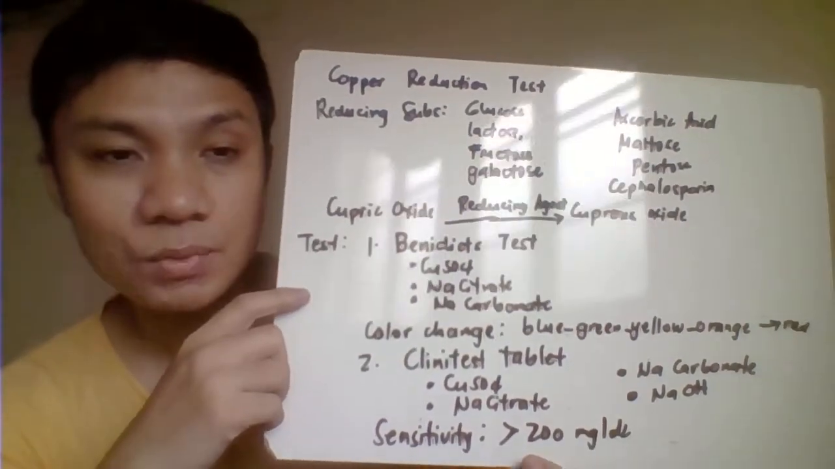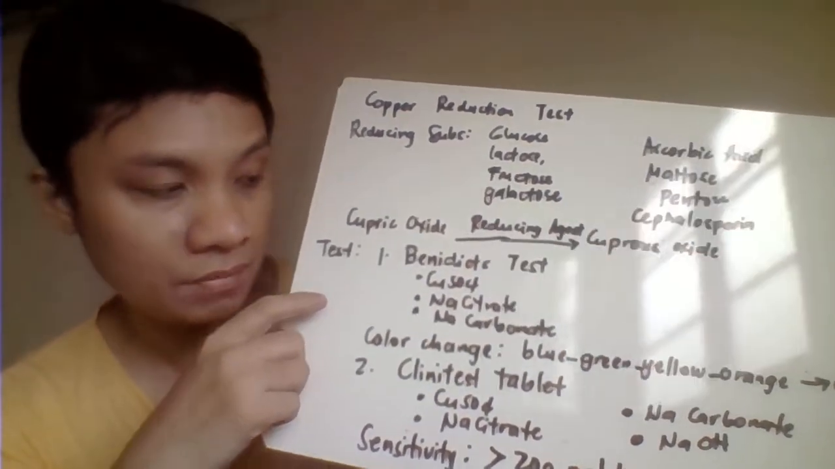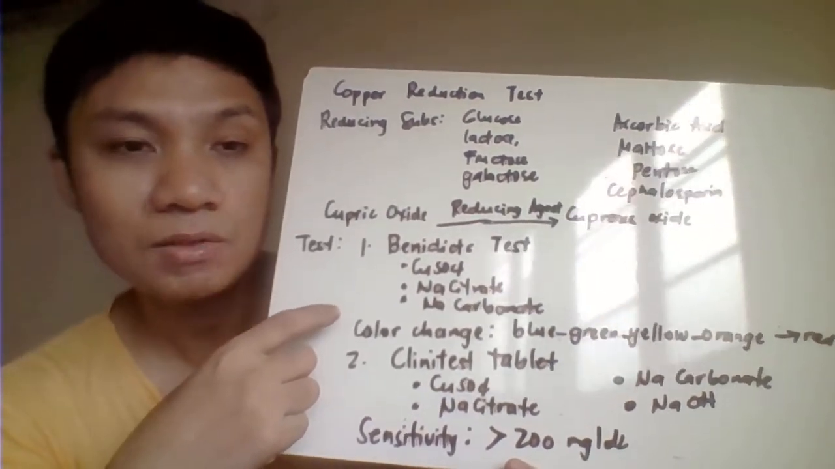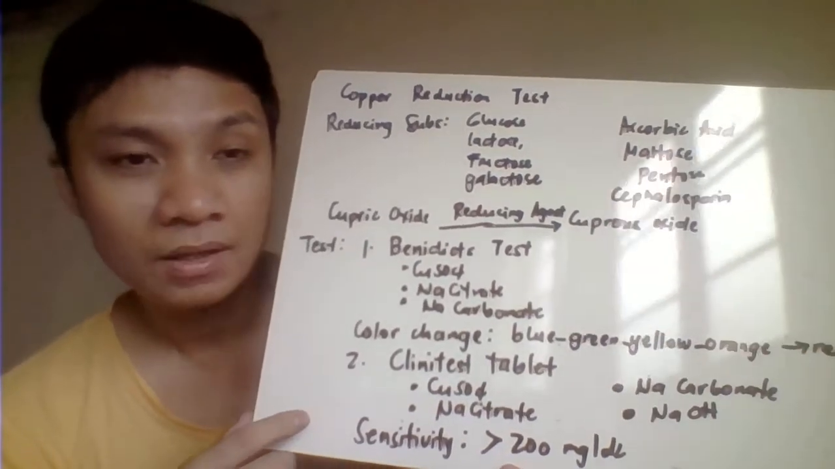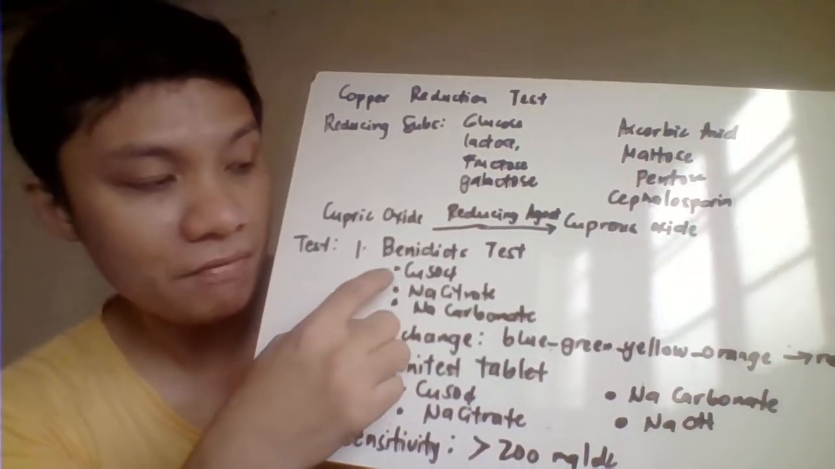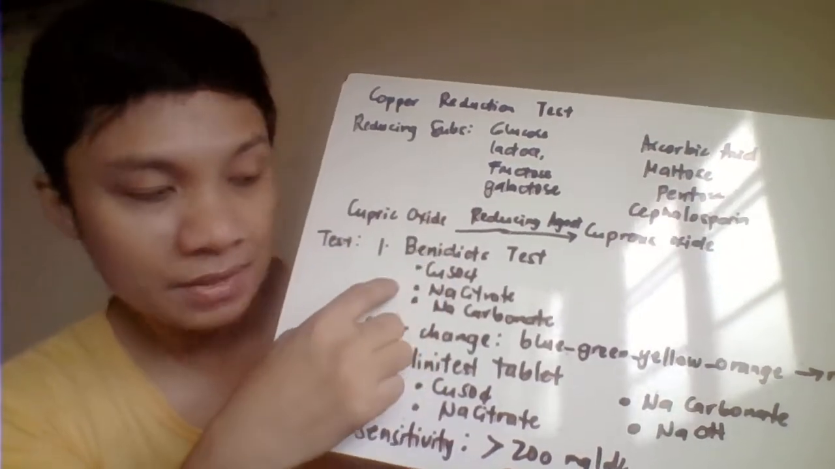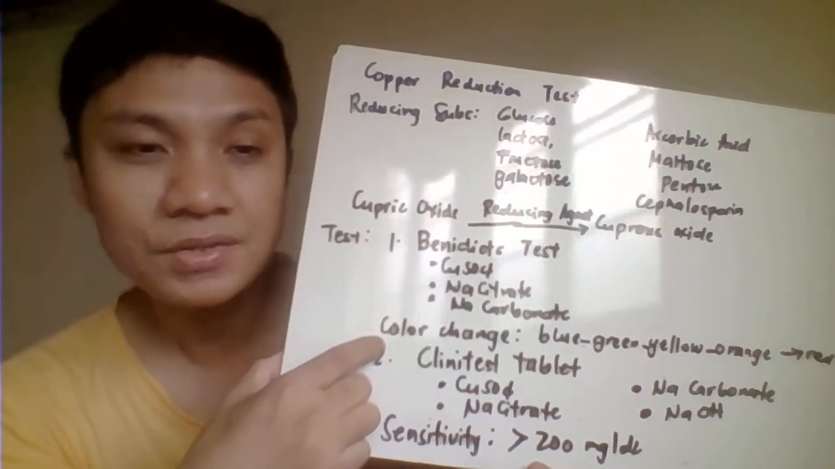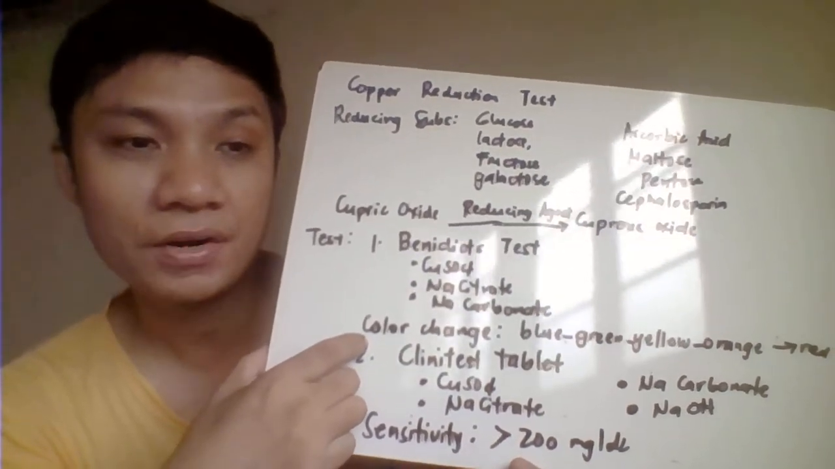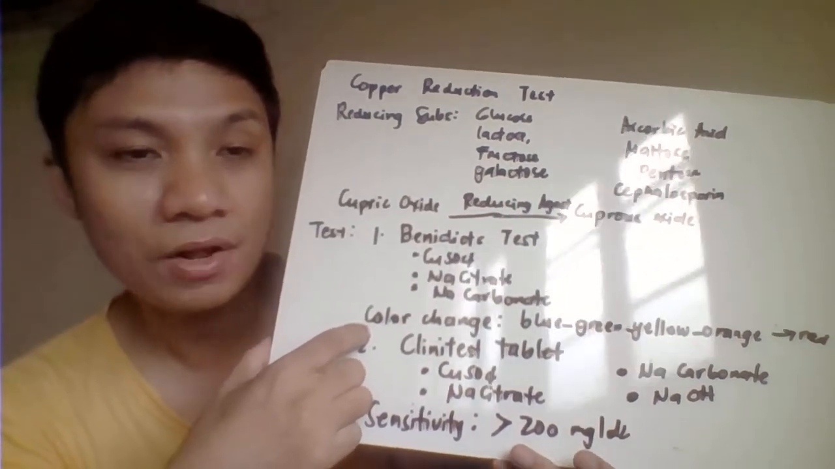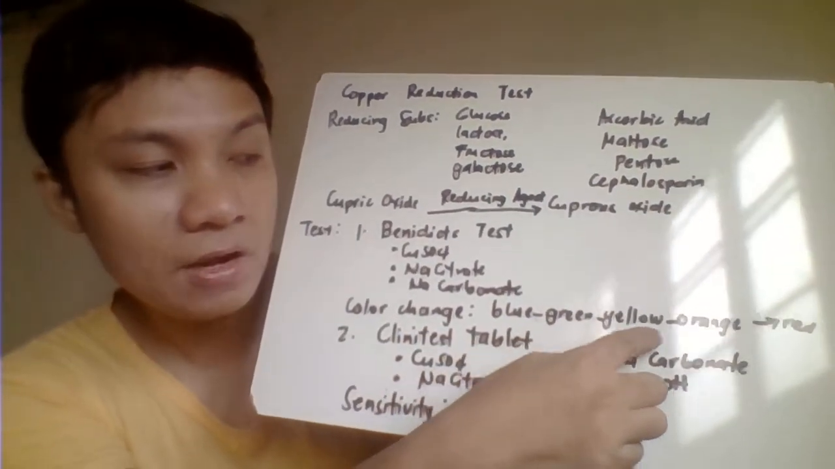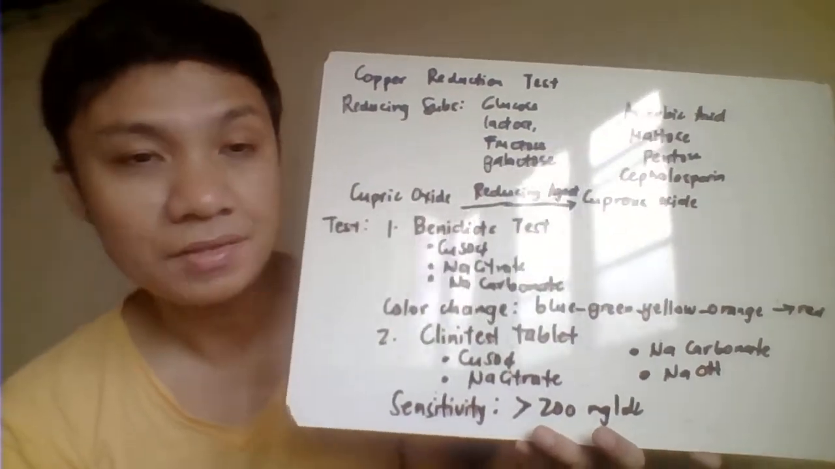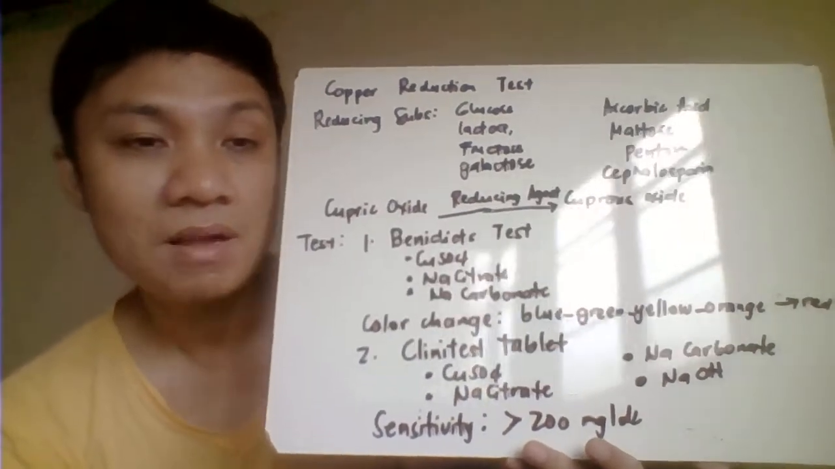So example of the tests that utilize the principle of your copper reduction, first one, we have your Benedict's test. So Benedict's test makes use of your Benedict solution, which is the blue color na solution. It contains the following reagents: copper sulfate as a source of your cupric oxide, sodium citrate, and we have also your sodium carbonate. Okay, so color changes here depending on the concentration of your reducing substance. So it will change the color here from blue to green to yellow, orange, and red. So ito yung sobrang taas na concentration, depending on the concentration of your reducing substance present in your sample.